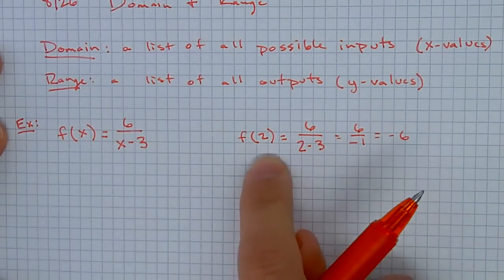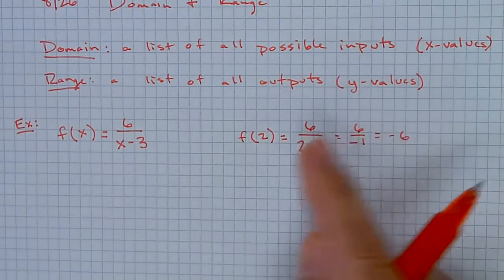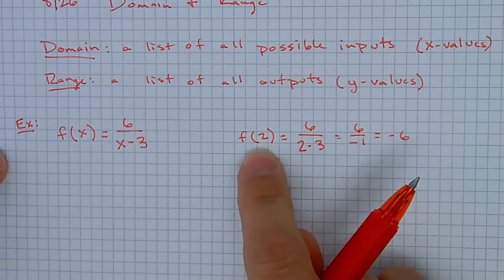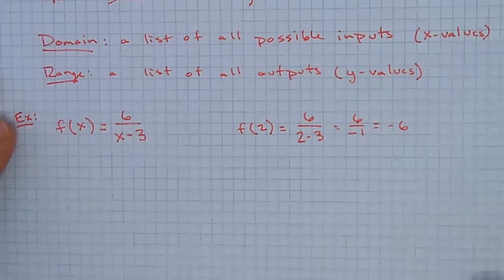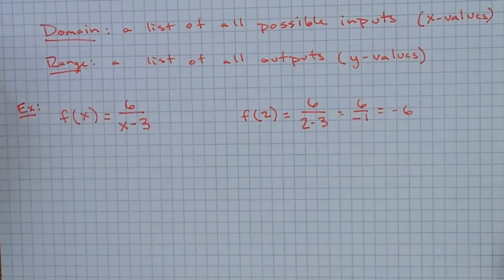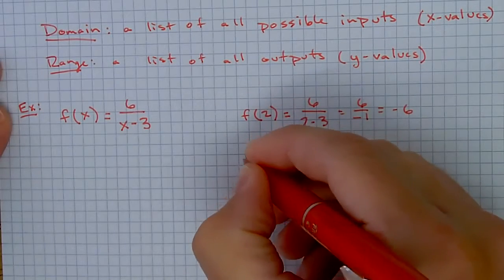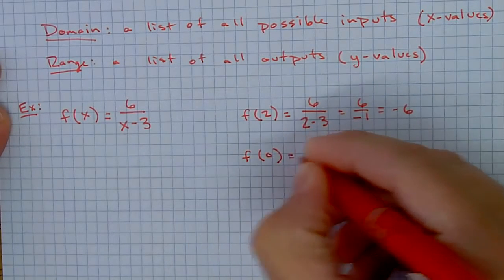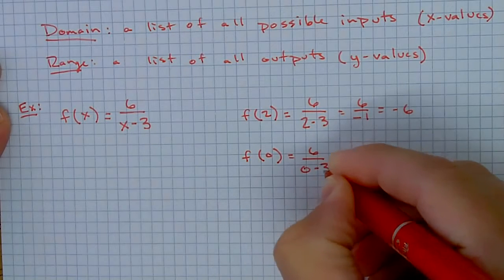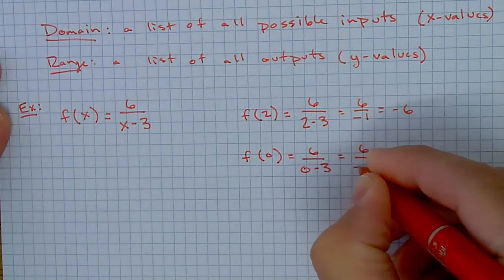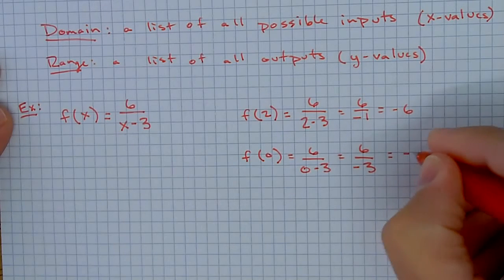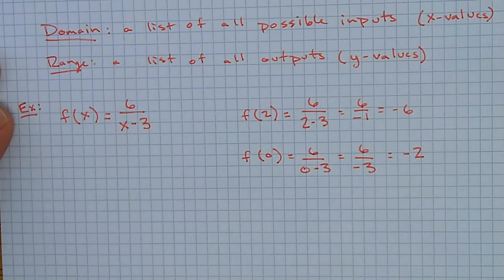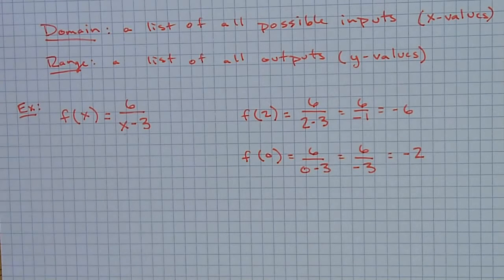That's great. So I know 2 is an input. Okay, so the number 2 is part of that domain. It's not the only number, but we know it's part of it. Okay, so we start thinking about what other numbers could potentially be in it. Let's say I wanted to plug in 0 as an input. So I get 6 divided by 0 minus 3, or 6 divided by -3, which then gives me an output of -2.